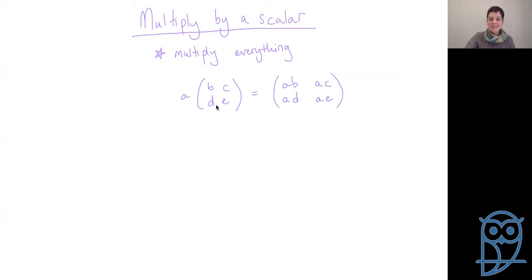So, an example, using actual numbers. Let's use our 1, minus 5, 2, 3 again. So 2 times this matrix means that we're going to multiply every element of this matrix by 2. So 2 times 1 is 2. 2 times minus 5 would be minus 10. 2 times 2 is 4, and 2 times 3 is 6. So when you multiply by a scalar, you've got that plain normal number outside, but you multiply by everything that is inside that matrix.